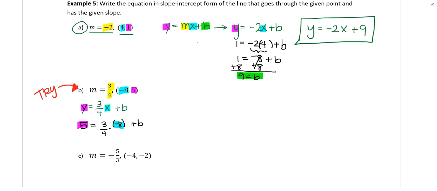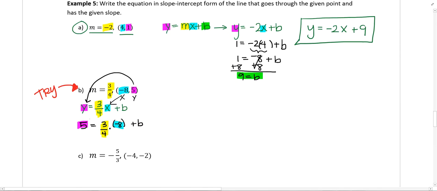Okay, check your work so far. We had a slope of 3/4, so I plugged in 3/4 for m, which was right here. And then for the second step, I plugged in the x and the y from the point that I was given. So -8 was the x, so that goes there, and the 5 was the y, which goes there.